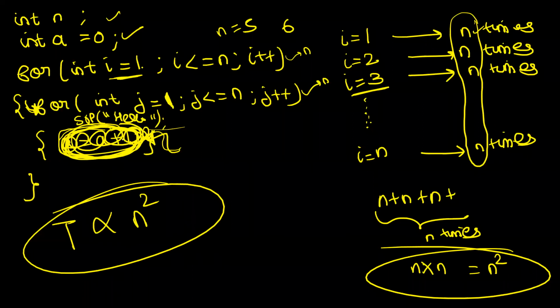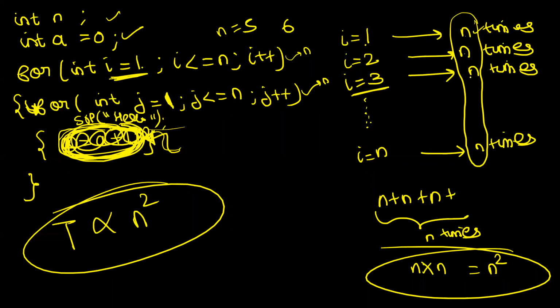So calculate how many times hello will be printed. First of all, the value of I will be 1. And for I equal to 1, how many times will hello be printed? N times. Then the value of I will become 2. This inner loop will again run for n times and print hello. So how many total times is hello printed?